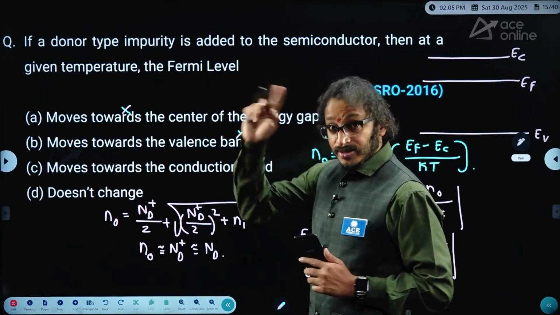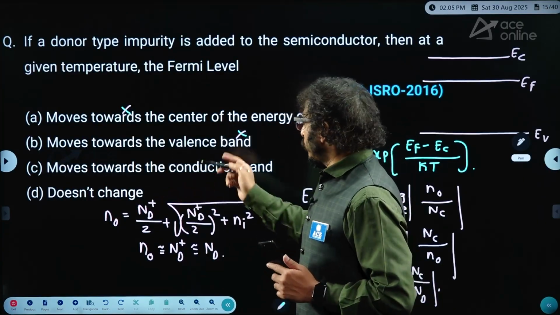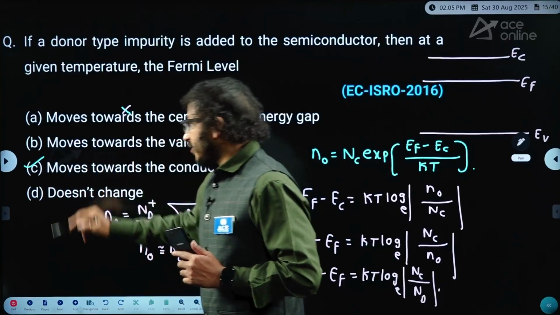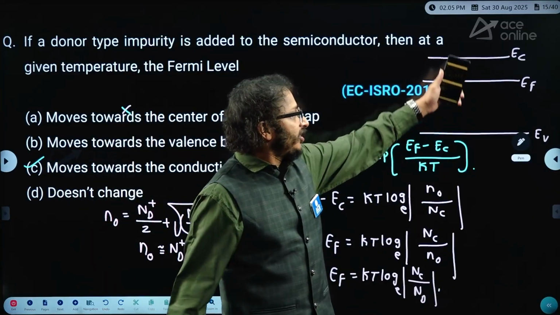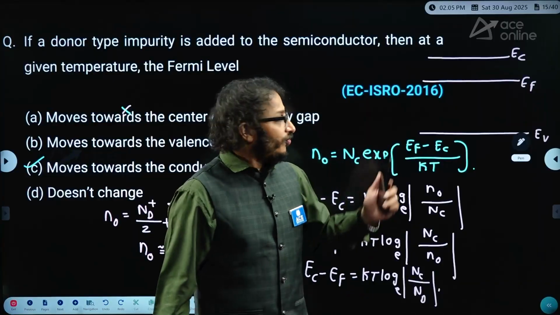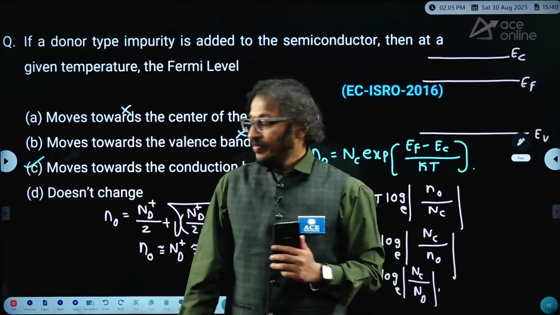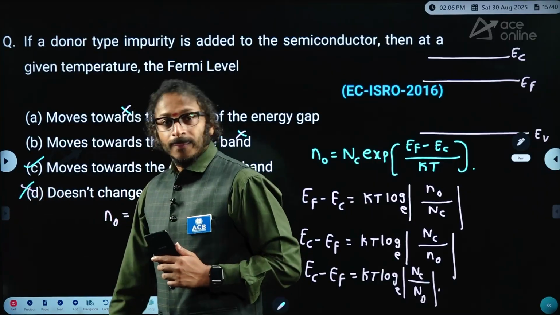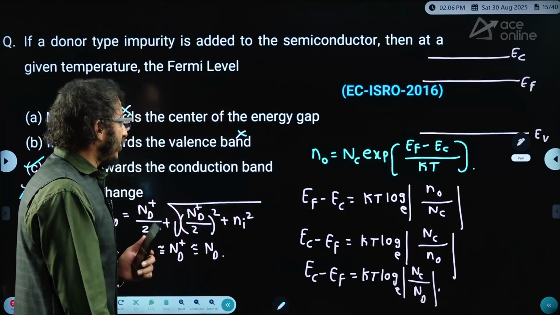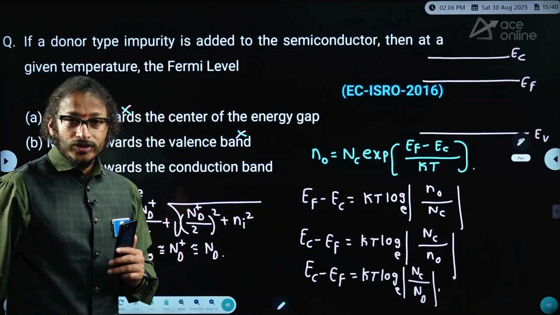No, that is p-type semiconductor. Move towards conduction band. Absolutely right. Correct or not? It is the Fermi level, because the difference between EC and EF is getting decreased. So Fermi level moving towards the conduction band is right. So "doesn't change" is absolutely wrong. So option C is apt for the given question. Hope you understood, right, dear students?